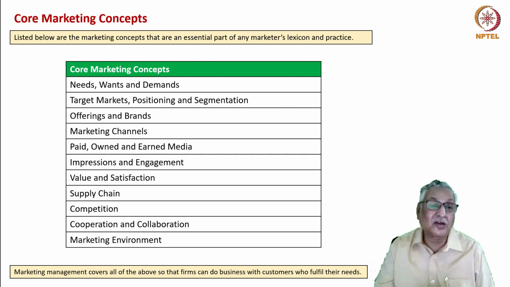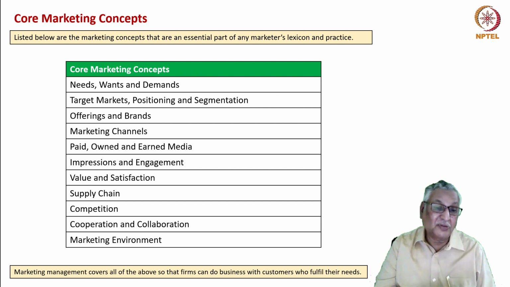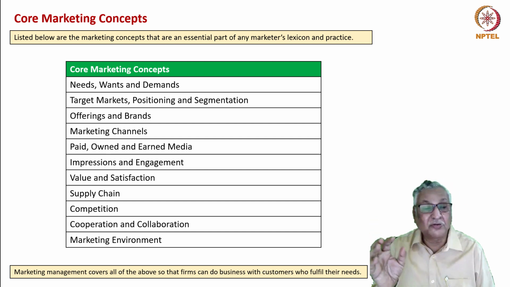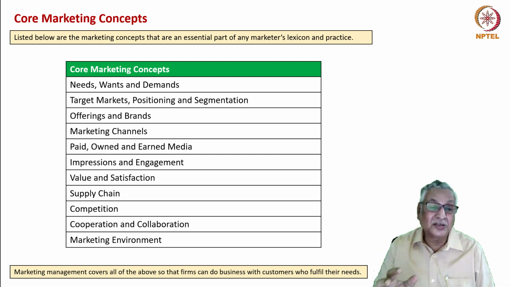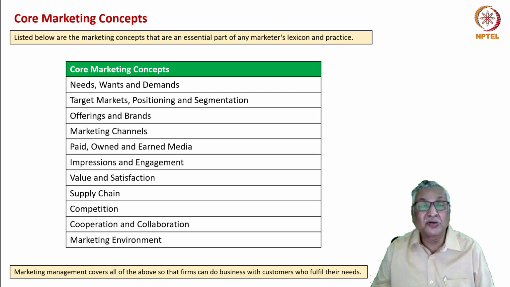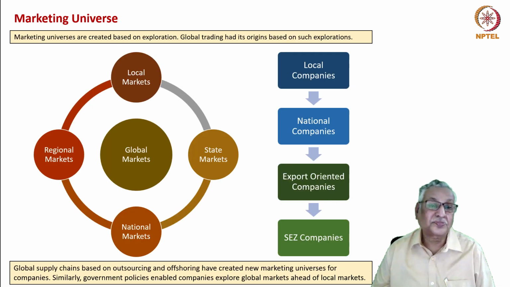Therefore, the marketing environment, which was stable, suddenly moved into a very exhilarating situation for the manufacturers and the crude explorers, but again has become more stable because of the governmental interventions. So, marketing environments keep changing. Marketing management covers all of these things so that the firms can do businesses in a proper manner with their customer groups and fulfill their needs.